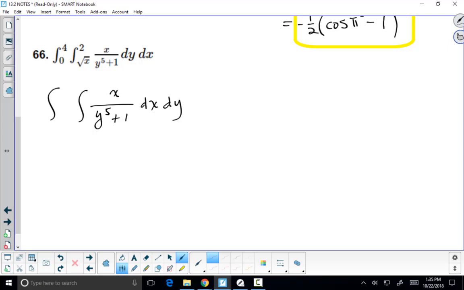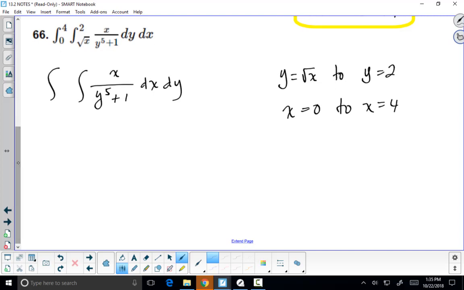So let's write it out first. This is how I would write it. I would say y equals square root of x to y equals 2. So those are functions of x. We're going from the square root of x up to y equals 2. Those are functions of x. And then we're saying x equals 0 to x equals 4. So let's draw that domain, and then let's reverse the integration.